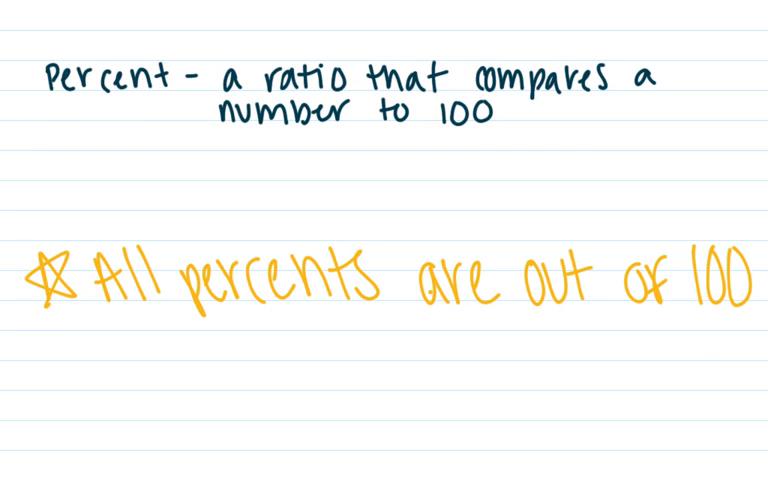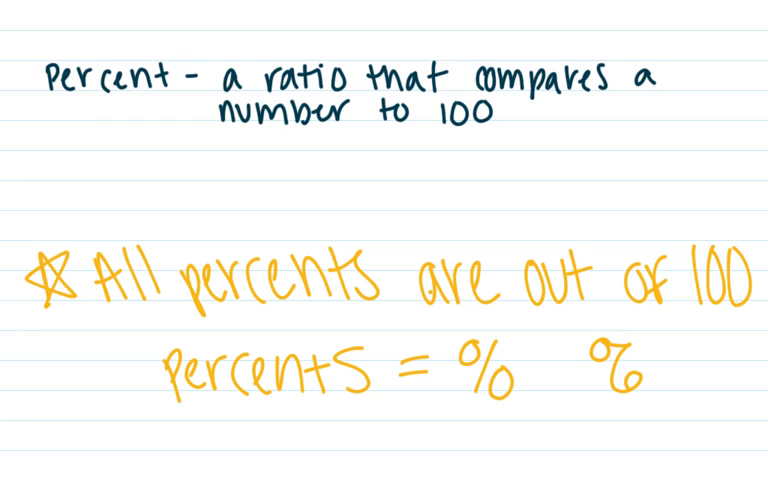All percents, no matter how big they are, no matter how small they are, are being compared out of 100. And just in case you didn't know, percents have their own mathematical symbol. A percent sign looks like this. Some people will connect them like this. It's kind of a fancy way of doing it, but those are two different ways to write percent signs. And so if you see that sign, that is how numbers are identified as being percents.